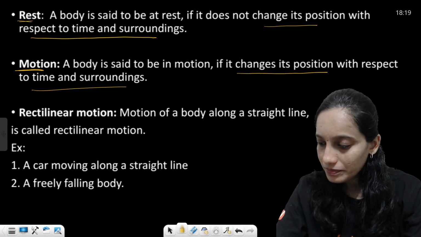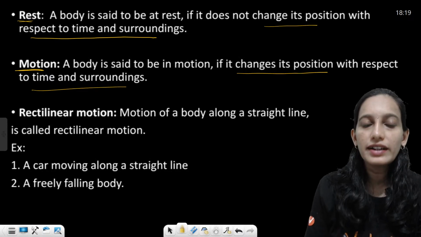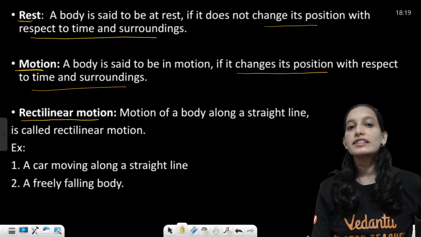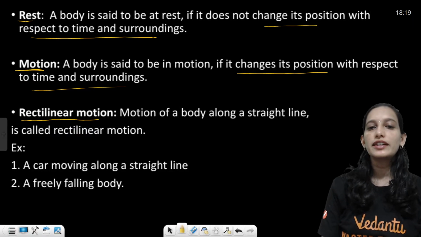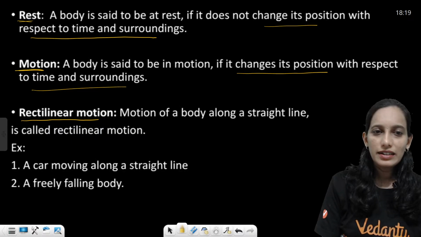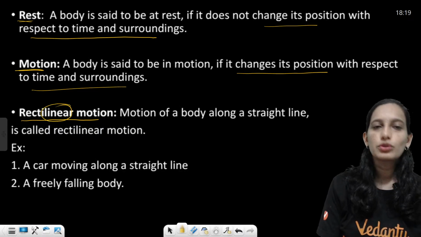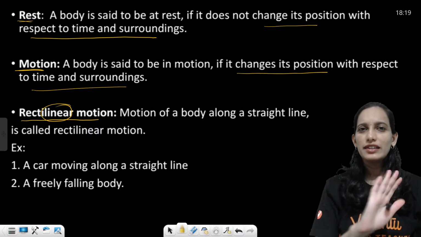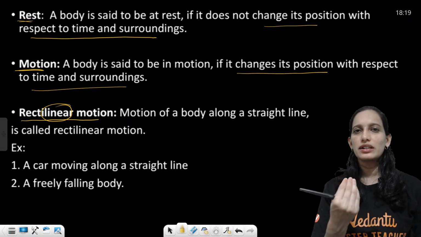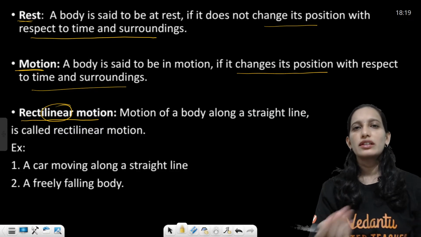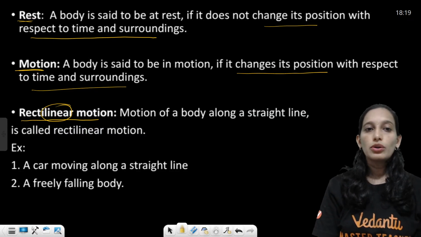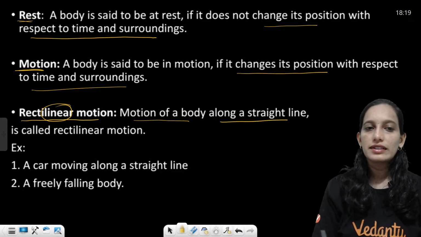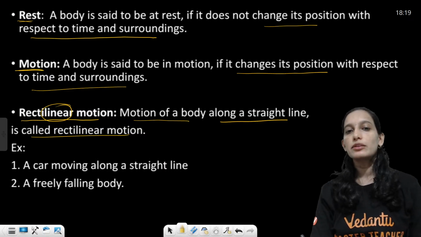Okay, moving ahead, there is one more definition, one more word which we will use, that is rectilinear motion. So rectilinear motion andre enu? Here there is the word linear. So linear andre enu? One motion in a straight line. Linear means straight line, right? Maths alli use madirtira, correct? So linear equation andre it is nothing but a straight line. So motion of a body along a straight line is called rectilinear motion.